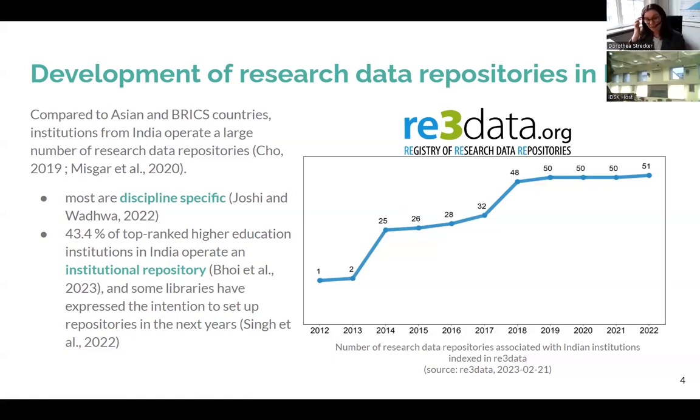Because when I looked at the literature, I found that institutional repositories are quite common among top-ranked higher education institutions in India. And I also found in the literature the notion that some libraries really have expressed the intention to set up repositories in the next years. So it is questionable if Re3Data has some gaps there, which I'm assuming.